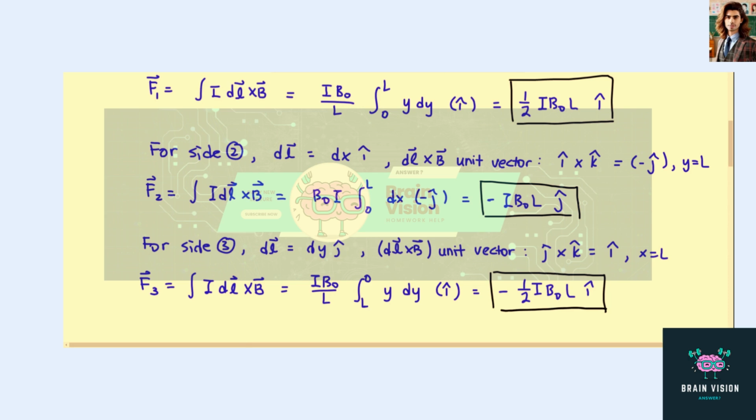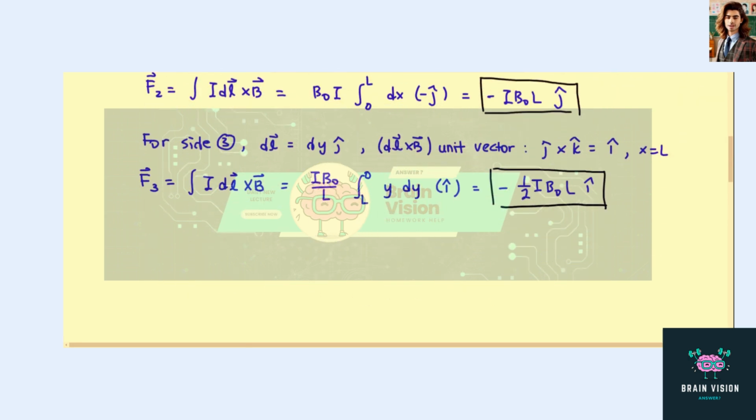Now we do F4, for side 4. Now we have y equals 0, so B is equal to 0. So F is equal to 0. F4 is equal to 0. Alright, so that's all for part B.